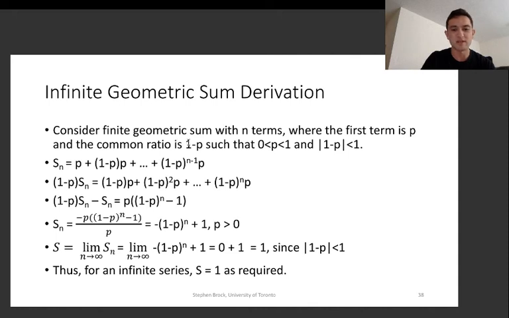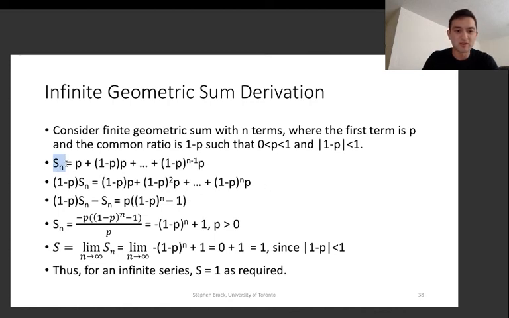the common ratio is 1 minus p, such that p is between 0 and 1, and the absolute value of 1 minus p is less than 1. So Sn, which is going to be our sum, is equal to p plus (1 minus p) plus all the way up to (1 minus p) to the n minus 1 times p. And then we're going to multiply our sum on both sides by 1 minus p.